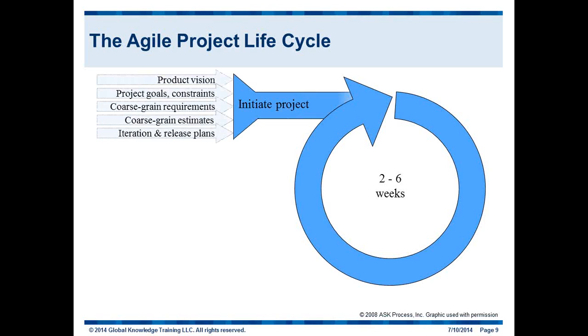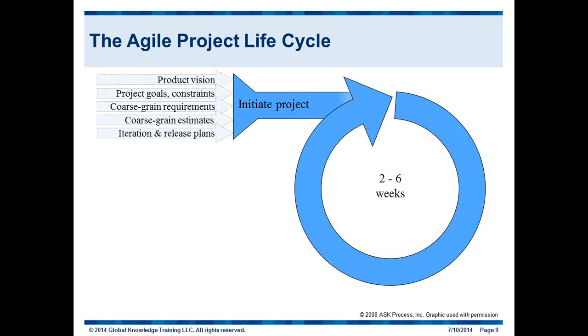Agile projects, they're still projects, just like Waterfall. And we're still going to start with the basics. We have our project vision, our project goals, our constraints, what's our schedule constraint, what's our budget constraint. Then we start with very high-level requirements. We're going to start with these things that we actually call user stories. A coarse grain requirement in the Agile world is referred to as a user story. Very, very high-level requirements, no detailed analysis here.